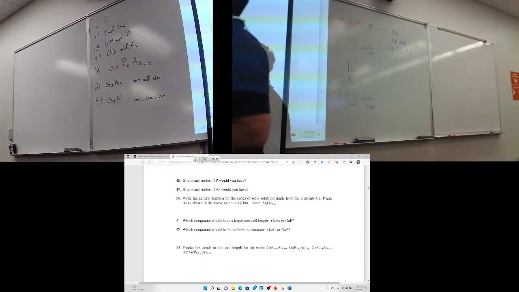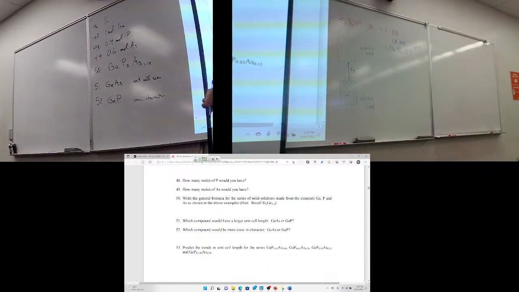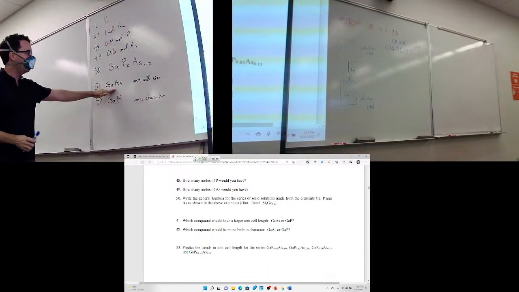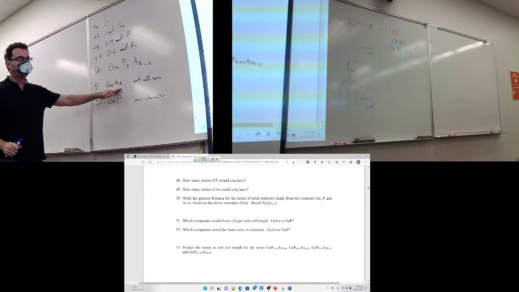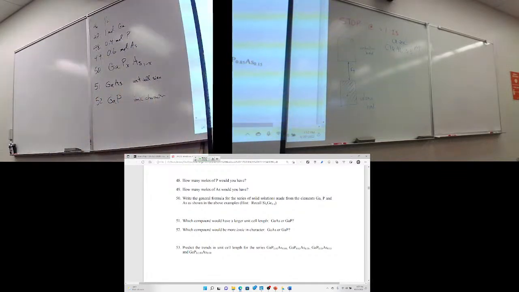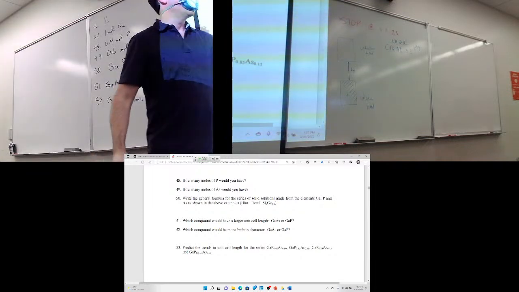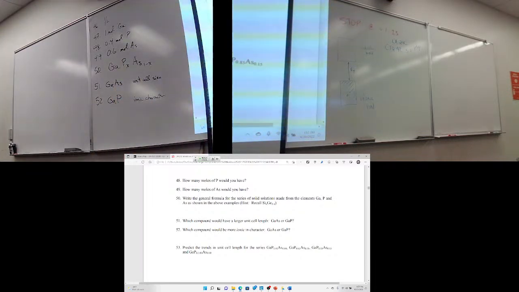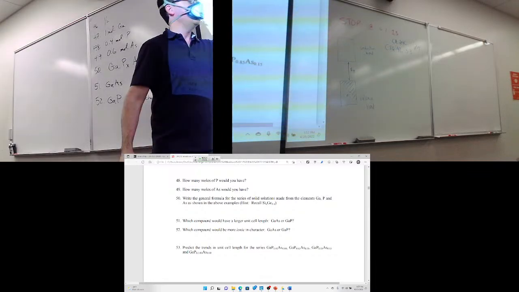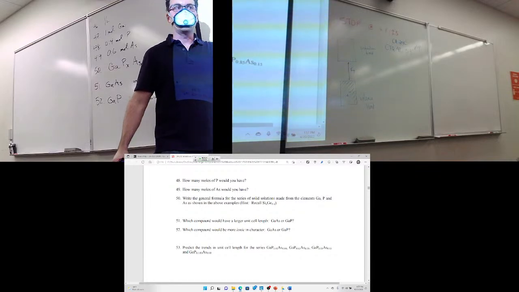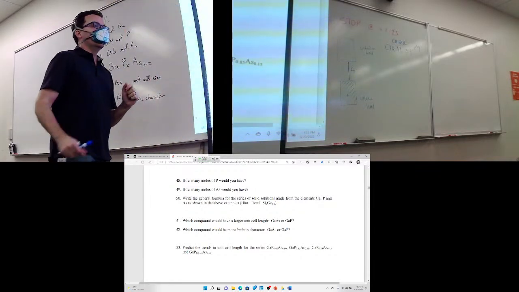So how would we rank the unit cell length? Well, we just said anything with arsenic is going to be bigger. So the more arsenic we have, the bigger the unit cell is going to be. So this is going to be the biggest, that's going to be next smallest, that's going to be next smallest, and this is going to be the smallest because it's just gallium and phosphorus. Okay.